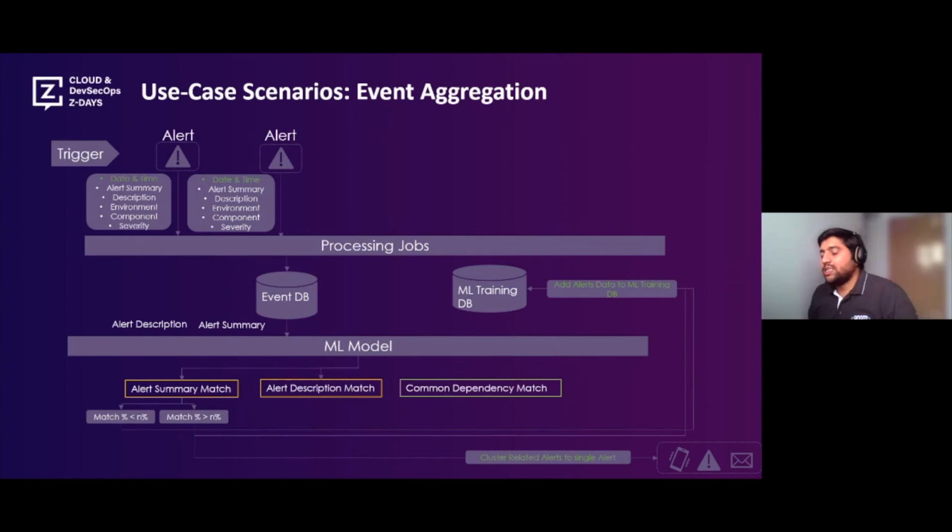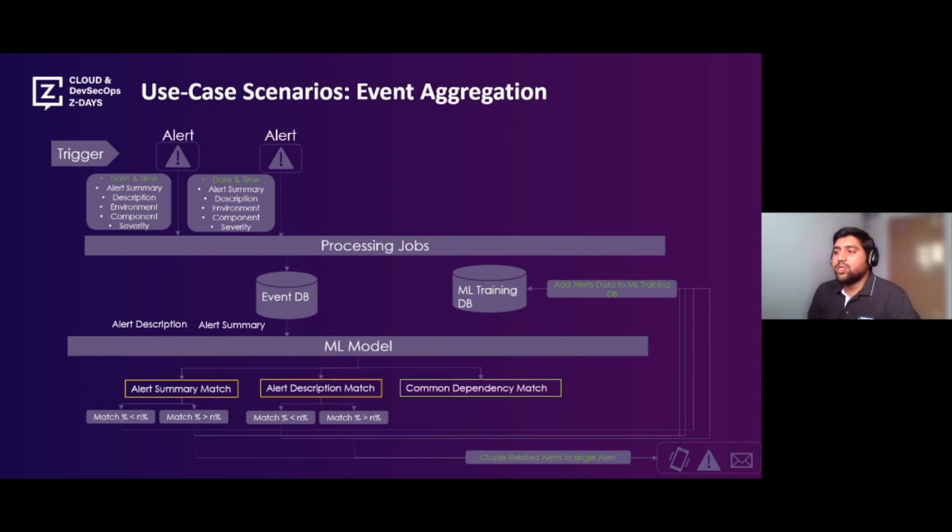And the same goes for the alert description. To increase the precision of the model, we can combine both. We can only trigger the alerts when both the summary and the description are matching more than 95%. Usually this is just text matching, and once the matching is more than a certain percentage, we can cluster the alerts. But if it is less than that, we can just ignore it and send the data to the ML training database. And another use case is, instead of matching the text, we can also apply some intelligence here.